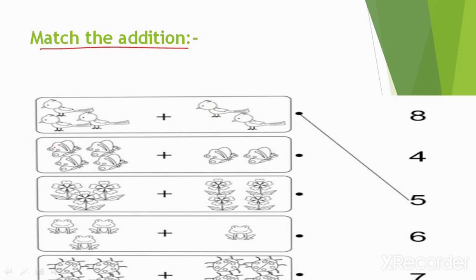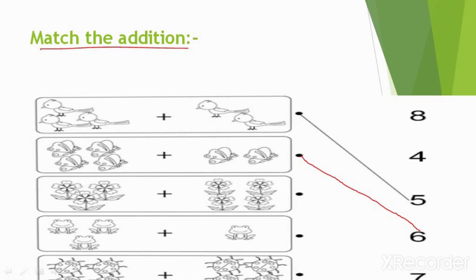Now 1, 2, 3 and 4 butterflies are there and we have to add 2 more to it. 4 after 5 and 6. We get 6 butterflies. Where is 6? In this column, here it is. So we have to match it with number 6.